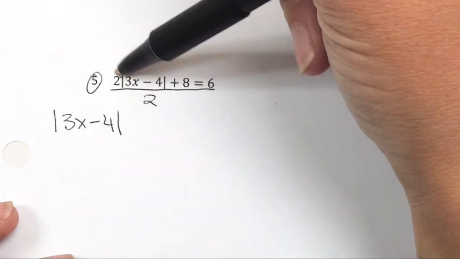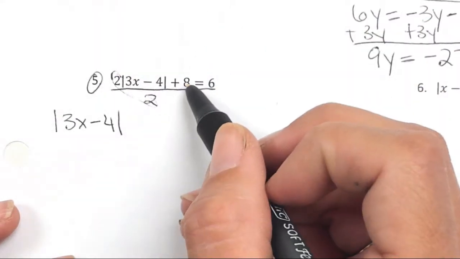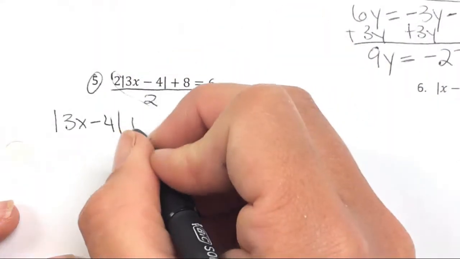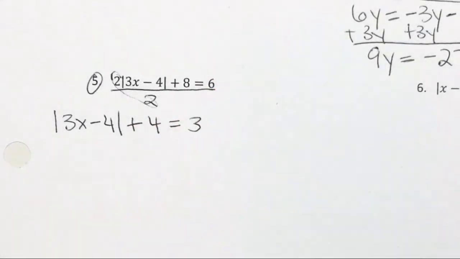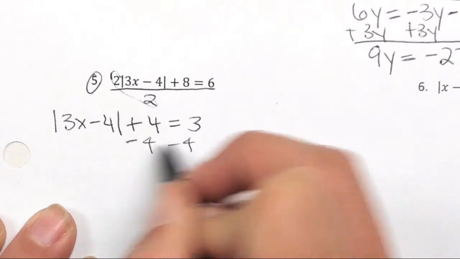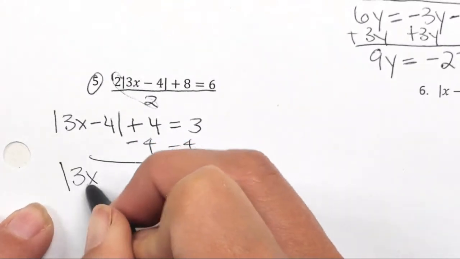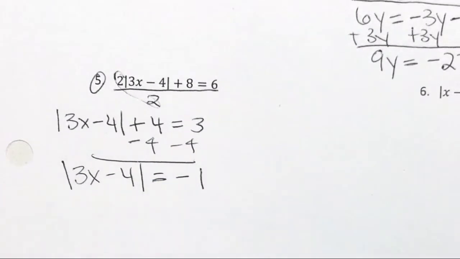But this 2 is 2 divided by 2, right? Yes. So that'll be 1 times all of this. So this would be what? Plus 4 equals 3. Very good. Any questions on that step? What next? Minus 4. Good. Got to get rid of it. So we have 3x minus 4 equals -1.